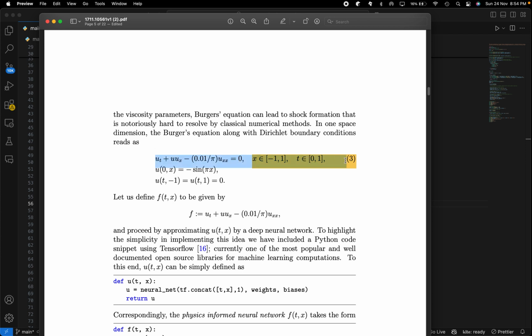Now you can look at this. This is the Burgers' equation. Now you can see what they have done is they have taken the LHS and the RHS and put everything to one side. So that is something that even we have to do.